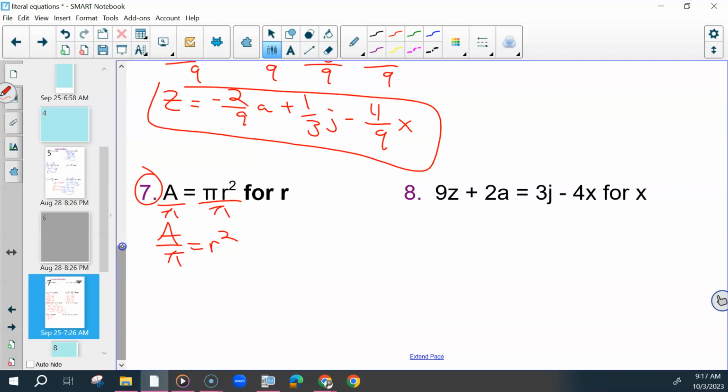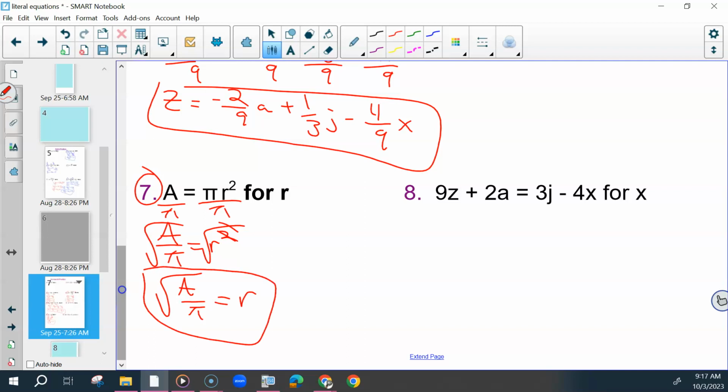Is that what you said? I didn't hear what you said. A over pi. So since we're square rooting one side, we have to do it to the other side. Properties of equality. The square and the square root cancel, and then we'll just be left with r. So r equals the square root of a over pi. Were there any other questions on this page?